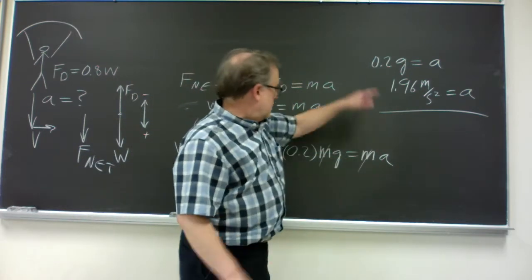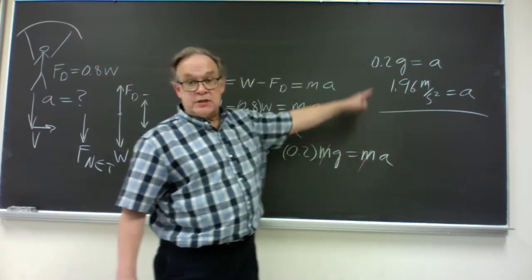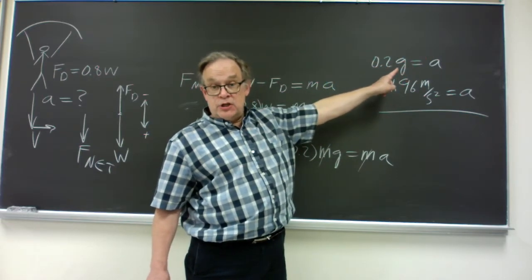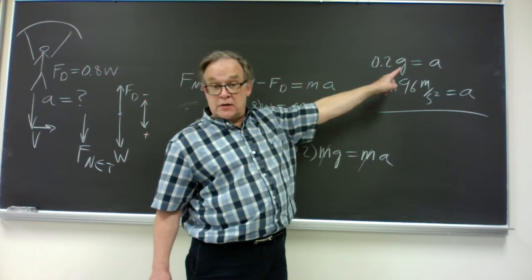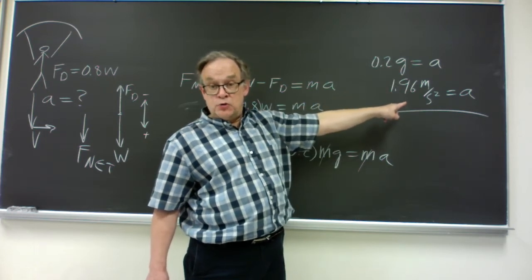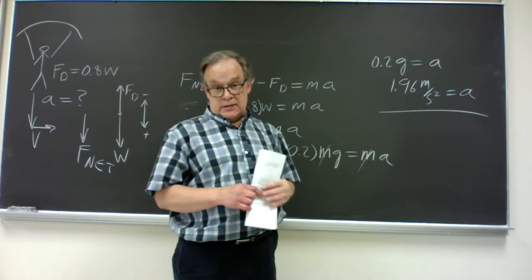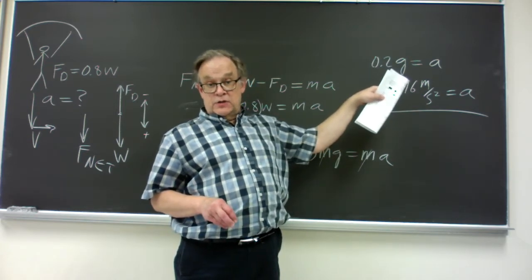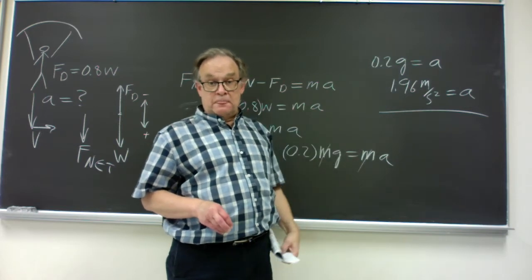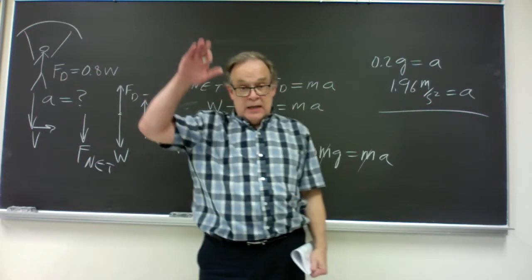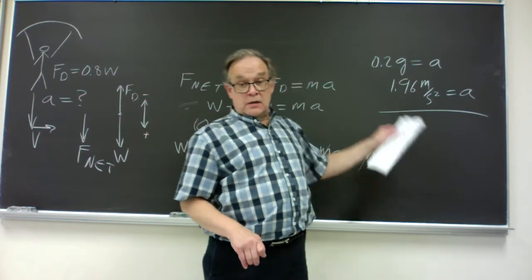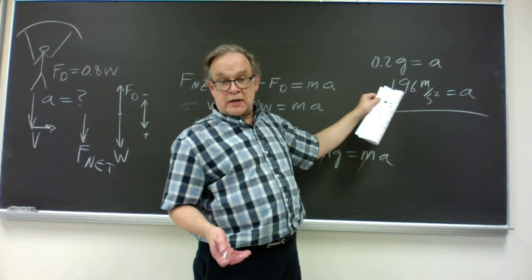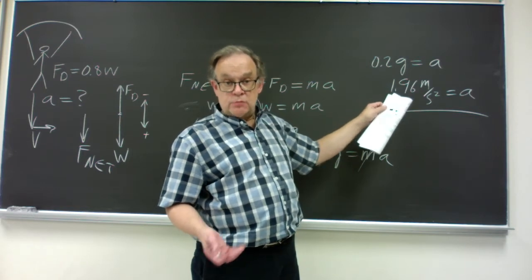And all we have now is 0.2 g equals the acceleration. And since g is 9.8 meters per second squared, 0.2 times g is 1.96 meters per second squared. That's the acceleration of the skydiver at this particular moment. The skydiver is still gaining downward velocity, but the skydiver is going 1.96 meters per second faster in each second.